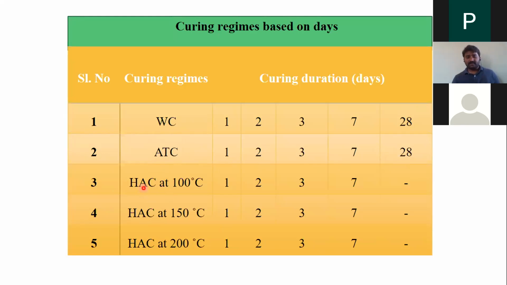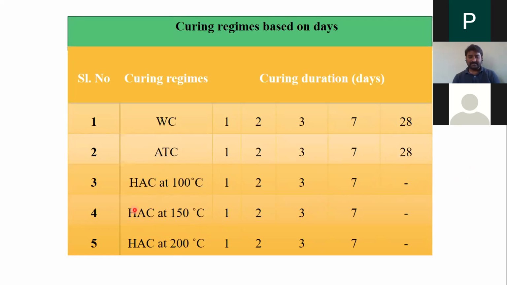All these methods, hot air curing or hot water bath curing, are used in the precast industry. In the precast industry, they want very high early strength, so they cannot wait up to 28 days. The maximum curing days will be 7. They are ready to spend more energy here. So for such people, what will be the strength achieved at 100, 150 or 200 degrees Celsius, that we wanted to study.